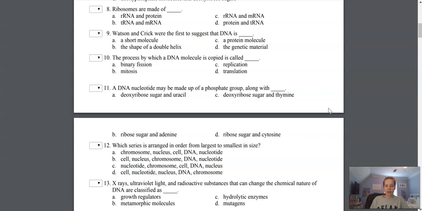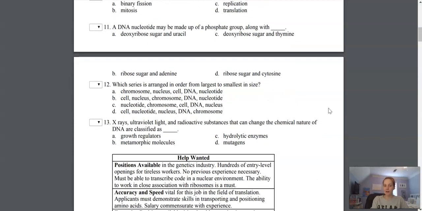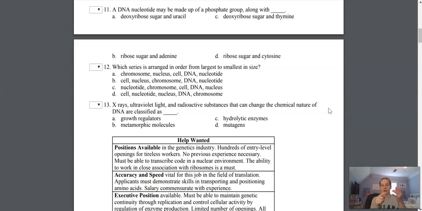11, a DNA nucleotide may be made up of a phosphate group along with, okay, so the two other parts for a nucleotide. So nucleotides, you have a phosphate group, a 5-carbon sugar, and a base. If it's DNA, our 5-carbon sugar has to be deoxyribose. And since it's DNA, the 4 bases we can have are adenine, guanine, cytosine, and thymine.